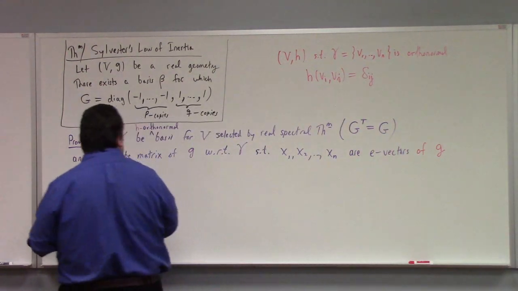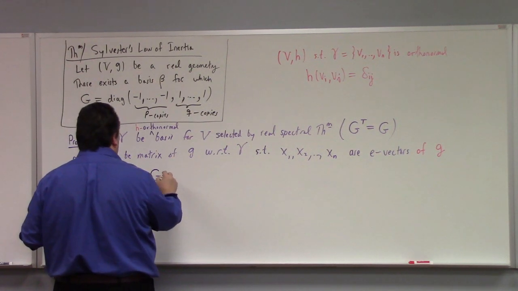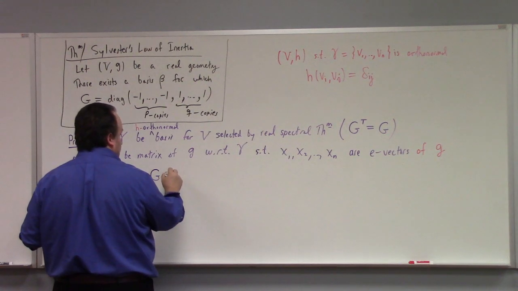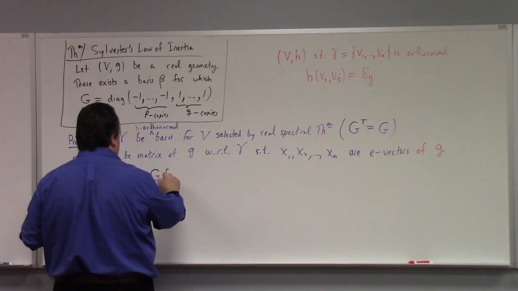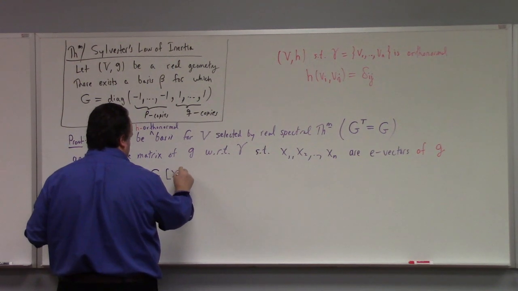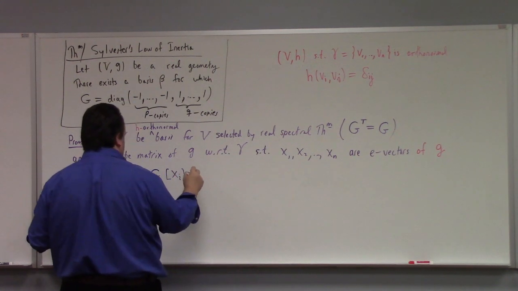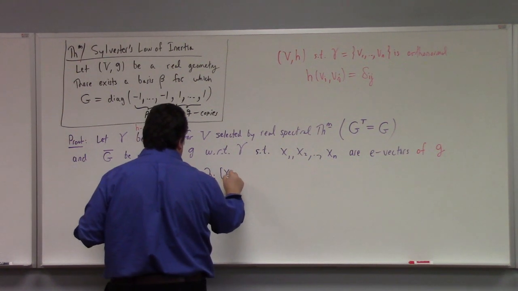And so that means, of course, that we have G times the coordinate vector of x sub i is equal to lambda i times the coordinate vector of xi.